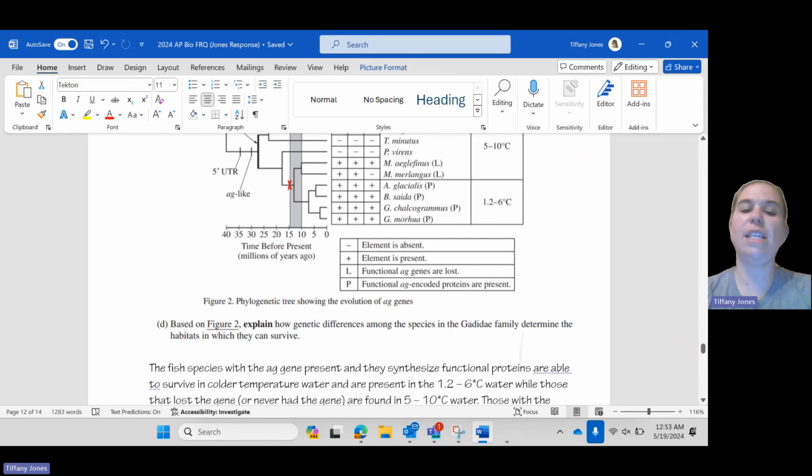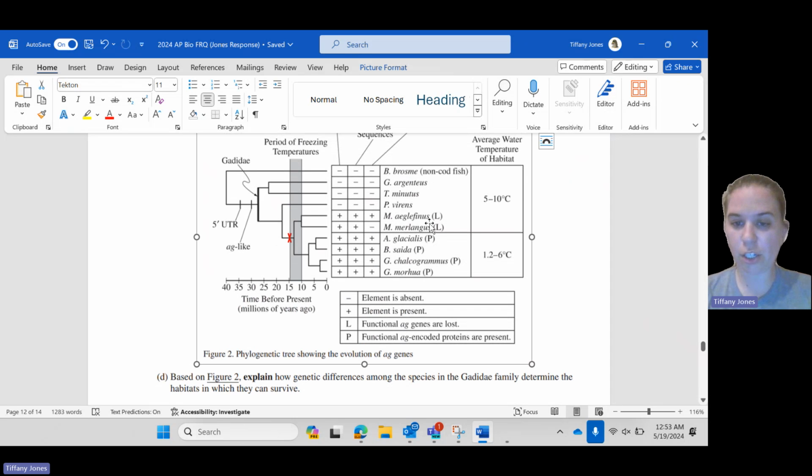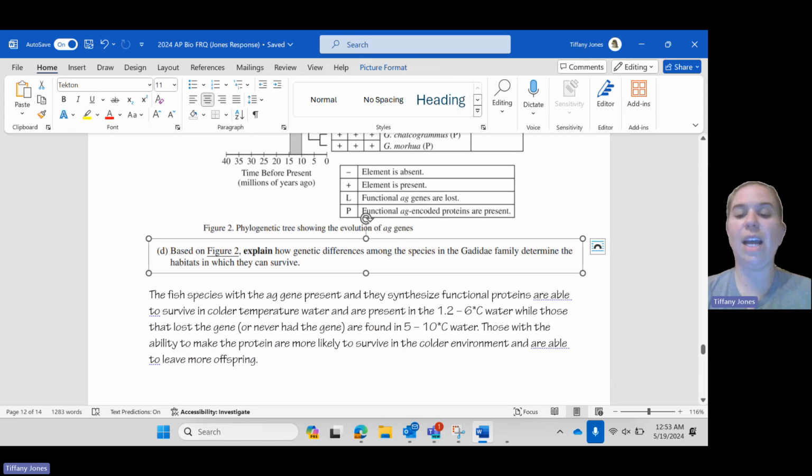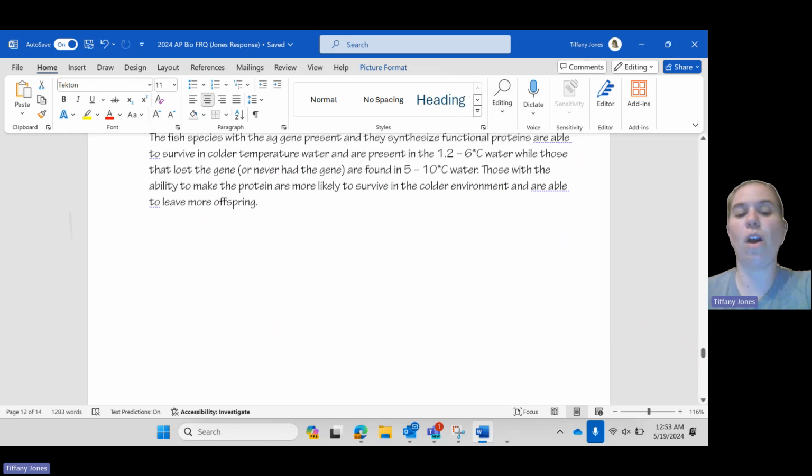Okay. Then part D says to explain how the genetic differences among the family determine habitats in which they live. And so you kind of see that those that lost their trait are in warmer temperatures, as well as the ones that never had them. And then those that have that AG trait are going to be in the colder environments. And so we can kind of see that those that have the allele are more favorable in those environments and can survive in those environments. And I'm assuming they probably have more food than if they were to try to go into another environment where other fish are. And so they have kind of that small little niche that other individuals can't compete with them in. And so they're more likely to survive, and they're more likely to leave more offspring.